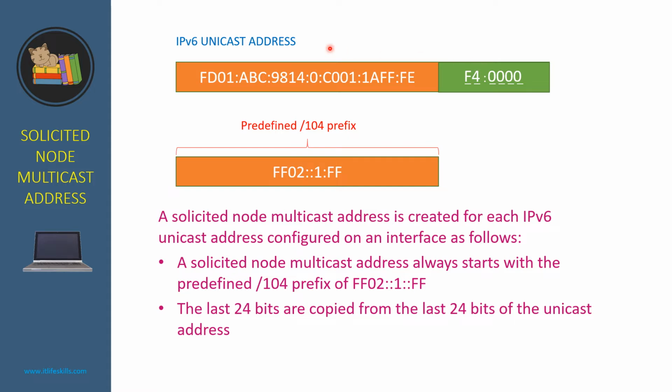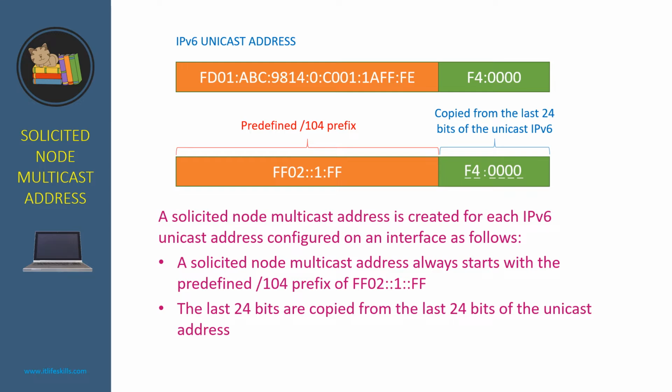Let's look at this IPv6 unicast address. Here is the last 24 bits, and from that we can figure out the solicited node multicast address is this address.